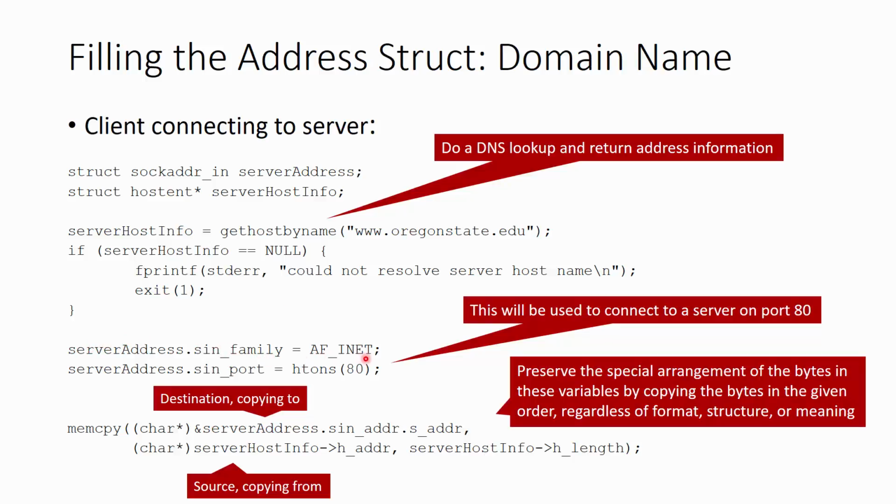So the family is AF_INET, our port is port 80, which probably means we're connecting to a web port here. And to preserve the address information that we retrieved with gethostbyname, we have to memcpy it in. This preserves the special arrangement of the bytes in these variables by doing a byte-by-byte copy, regardless of the format or structure of the bytes there. The first parameter of memcpy is where you're copying to, the second parameter is where you're copying from, which is going to be our host info, and the last one is how much we're copying.